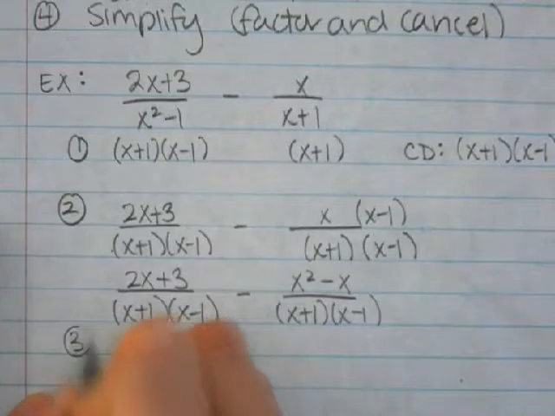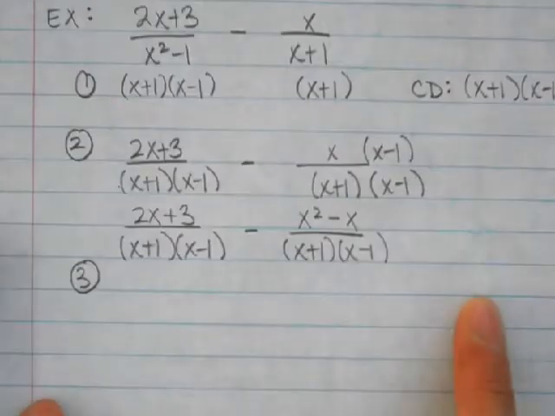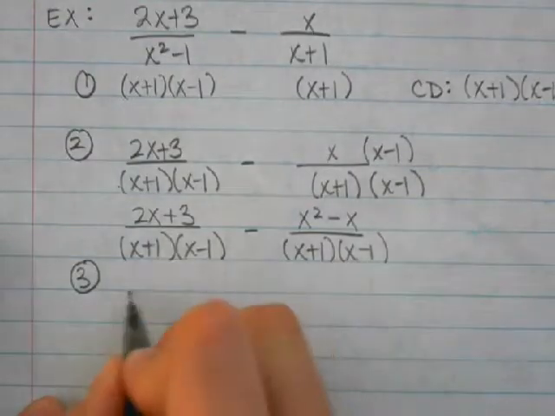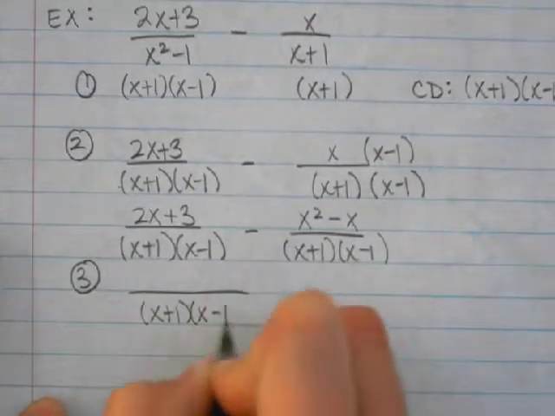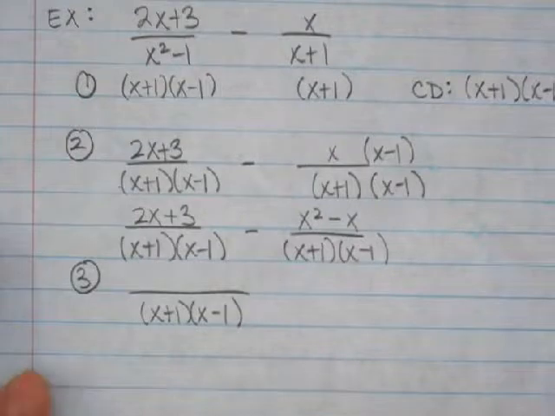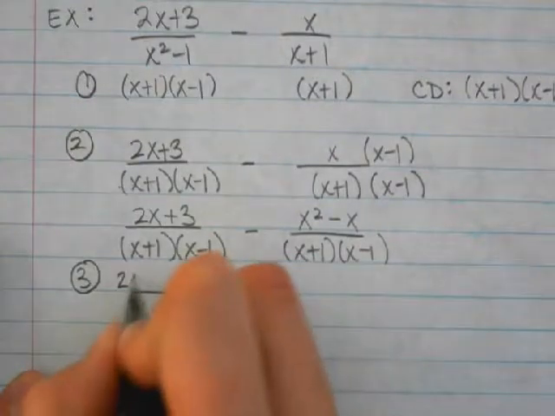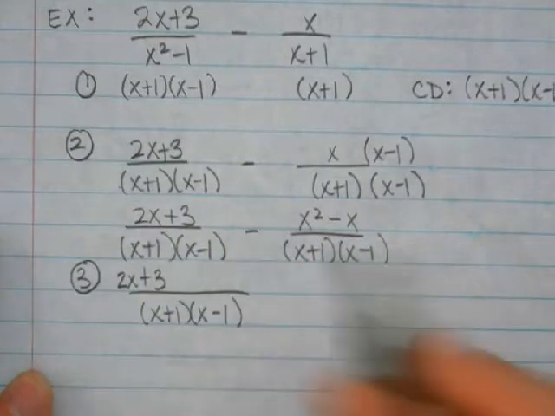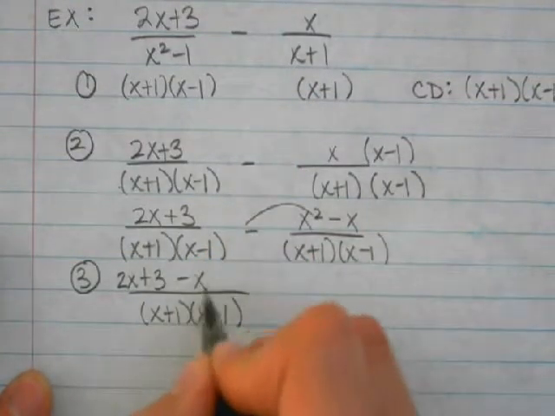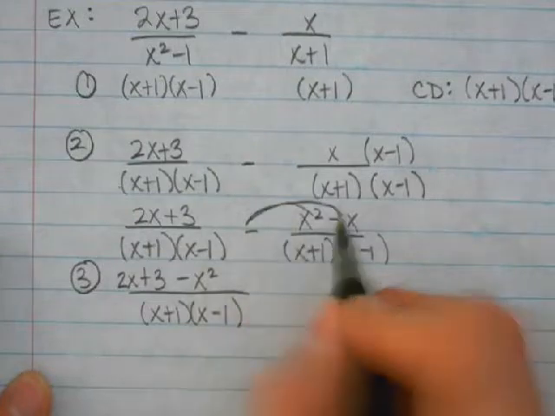So third step is to write it like one fraction, right? So (x + 1)(x - 1) on the bottom. Then you do 2x minus 3 or plus 3? Plus 3. Plus 3 minus x squared minus x. Wait, be careful. Plus x, yeah.